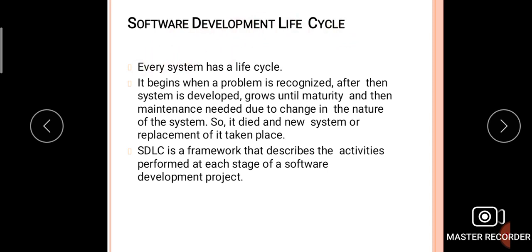Every system has a life cycle. In a real time example, all people, systems, and development processes have a life cycle. It begins when a problem is recognized, after that the system is developed, grows until maturity, and then maintenance is needed due to change in the nature of the system, so it dies and a new system or replacement of it takes place. So SDLC is a framework that describes the activities performed at each stage of a software development project.